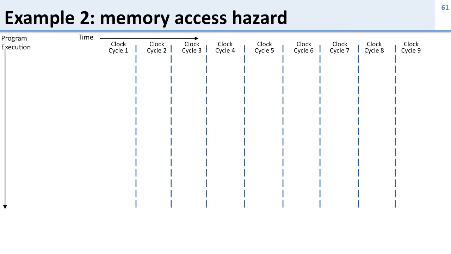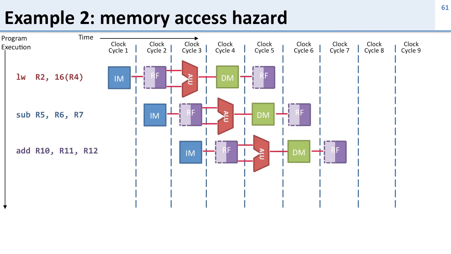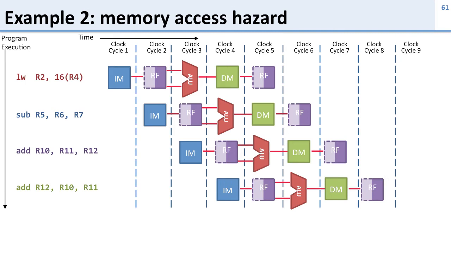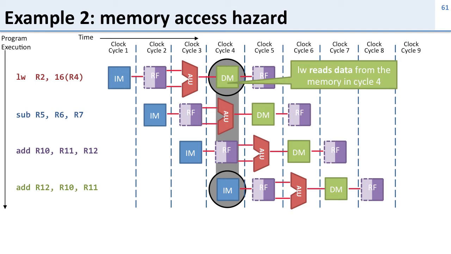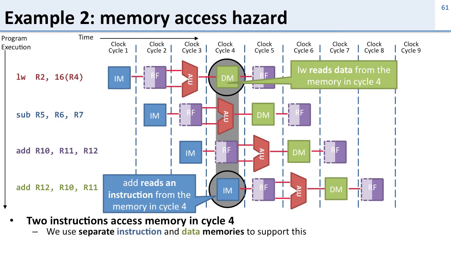Let's take a look at another example. This is memory access hazards. So here's a program. We're going to start out and do a load word, then a subtraction, an addition, and another addition. And what you notice here is that in cycle 4, the load word instruction is reading from the data memory. And at the same time, the add instruction wants to read an instruction from the memory. So we have two instructions here that are both trying to read at the same time. Two memory accesses in cycle 4, but only one memory.